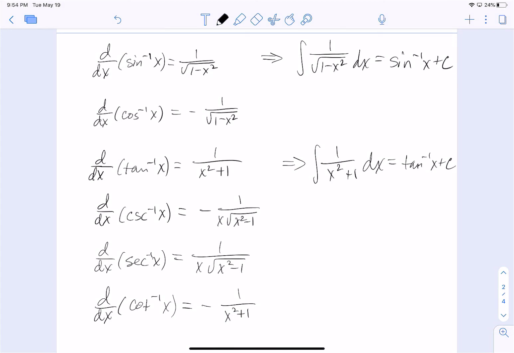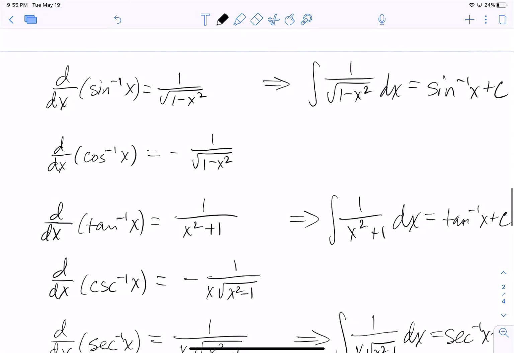And let's skip the cosecant. Reversing the differentiation rule for the inverse secant function, we get that the integral of 1 over x times the square root of x squared minus 1 dx is equal to the inverse secant of x plus c.